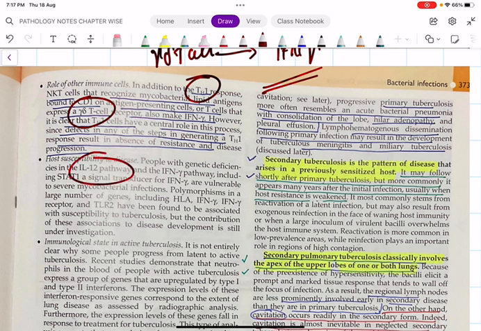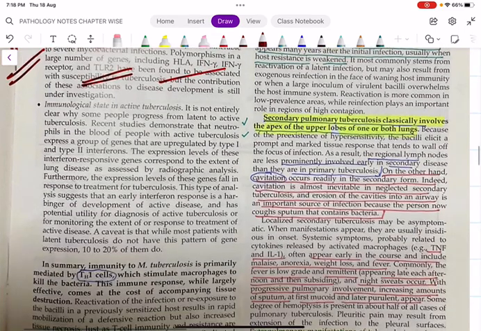Whenever there is a deficiency in the interleukin 12 pathway, again this has been asked as an MCQ in PG entrance exam: which of the following interleukin deficiencies has been associated with increased risk of acquiring tuberculosis infection? Answer is interleukin 12. As well as TLR2 polymorphism and HLA interferon gamma polymorphism have also been found to be associated with increased risk of getting tuberculosis.